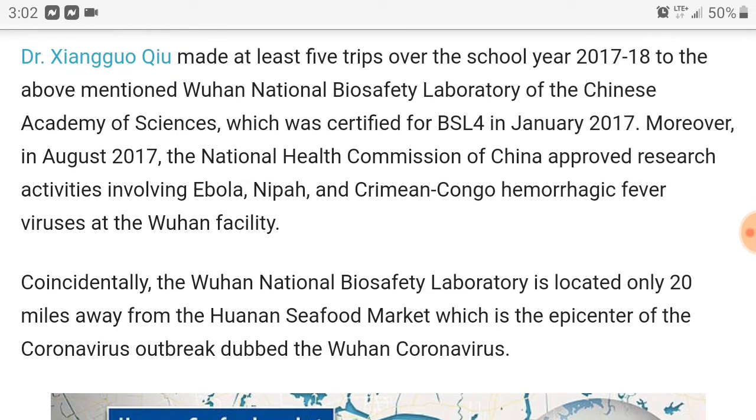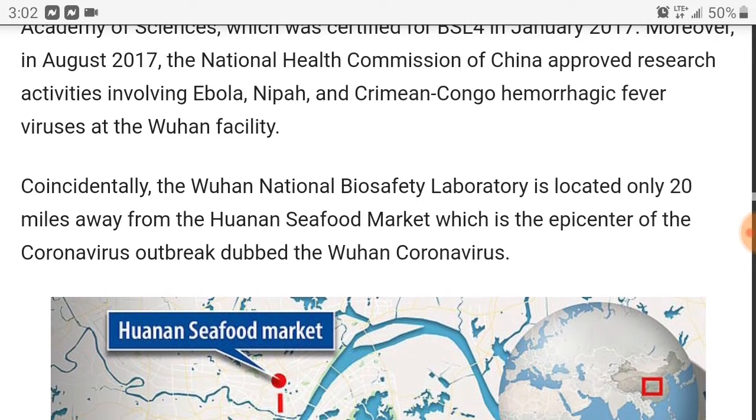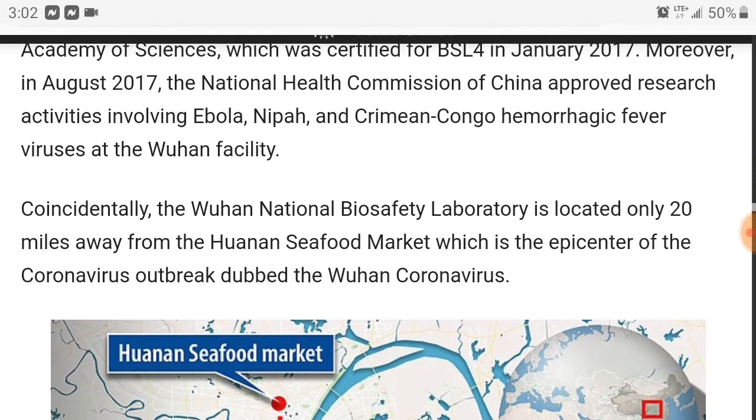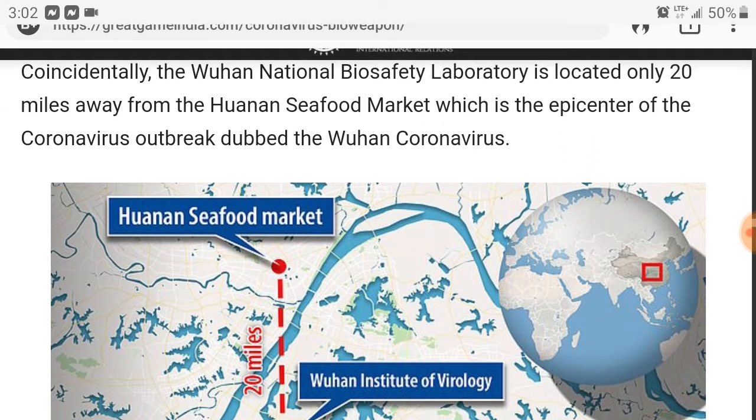So, here we go, we're getting into how they created it. Okay, so it was already a strand of the coronavirus, and it has been mutated, which means that they tweaked it with all these other viruses to make it as lethal and spread like it is. So they made at least 5 trips over the school year 2017 to 2018 to the above mentioned Wuhan National Biosafety Laboratory of the Chinese Academy of Sciences, which was certified. Okay, so as we go on down, coincidentally, I don't want to talk and read all of this.